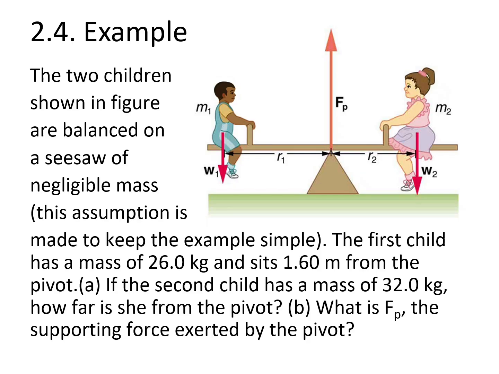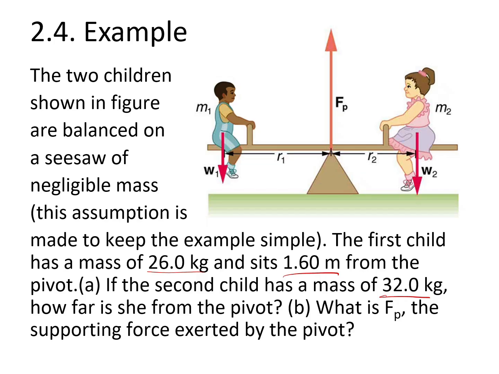Two children are balanced on a seesaw of negligible mass. The first child has a mass of 26 kilograms and sits 1.6 meters from the pivot. The second child has a mass of 32 kilograms. We need to find how far she is from the pivot. Part B asks for the supporting force exerted by the pivot. Because the seesaw is balanced, it is in equilibrium. That means the net torque is 0 and the net force is 0.